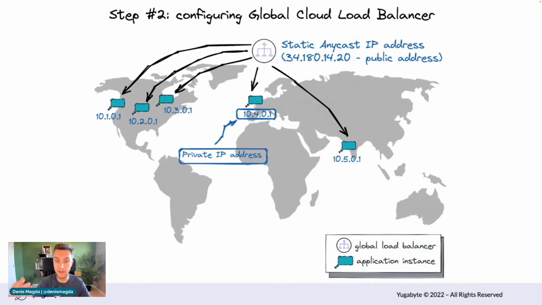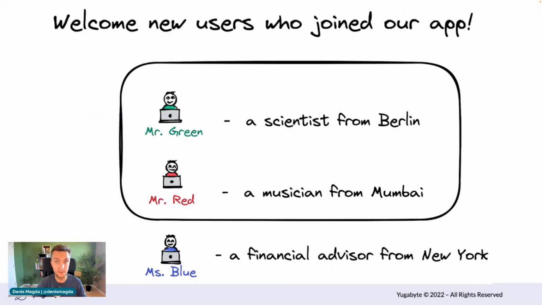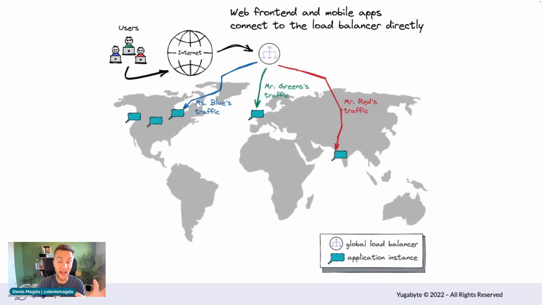Okay, for instance, let's welcome 2 more users who joined our Slack-like messenger. We have Mr. Green, a scientist from Berlin, and we have Mr. Red, a musician from Mumbai. So our application, or our front end that I've shown you, is going to use the IP address of the load balancer to connect to our backend application instances.